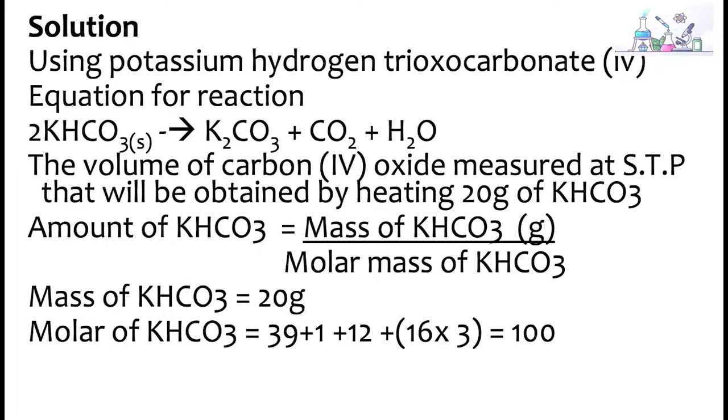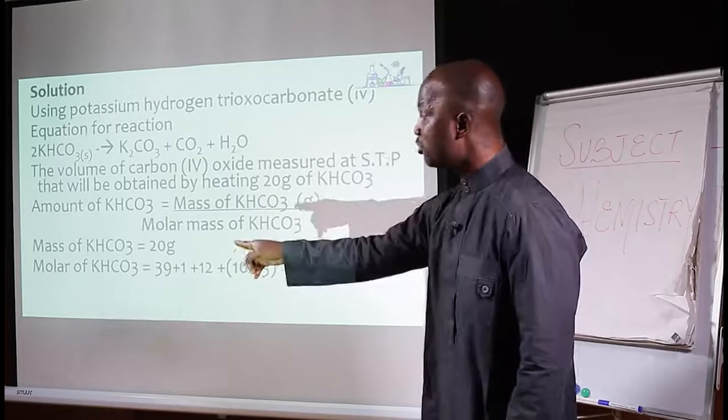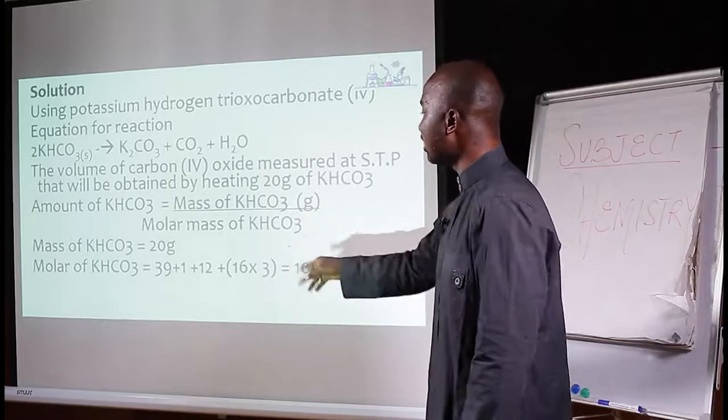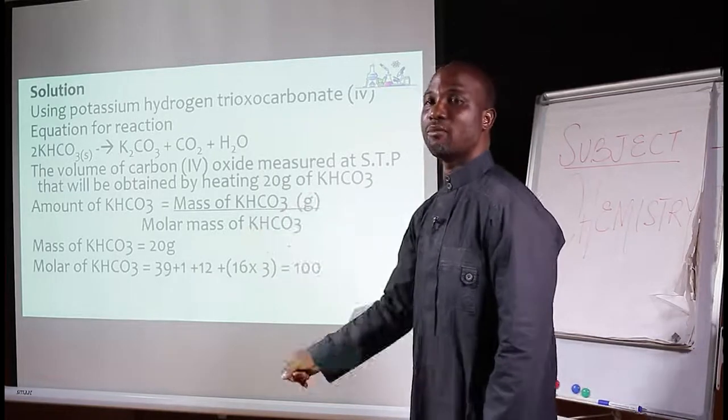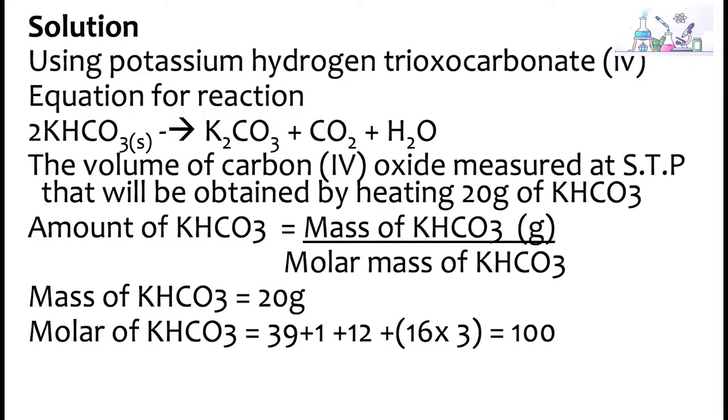Amount of potassium hydrogen trioxocarbonate 4 is equal to mass of potassium hydrogen trioxocarbonate 4 divided by the molar mass of potassium hydrogen trioxocarbonate 4. And from the question, we are given that the mass of potassium hydrogen trioxocarbonate 4 is 20 grams. And the molar mass is 39 for potassium, 1 for hydrogen, 12 for carbon, and 16 times 3 because there are 3 oxygen. The atomic mass of oxygen is 16. If you sum up all this, you will get 100 as the molar mass of potassium hydrogen trioxocarbonate 4.